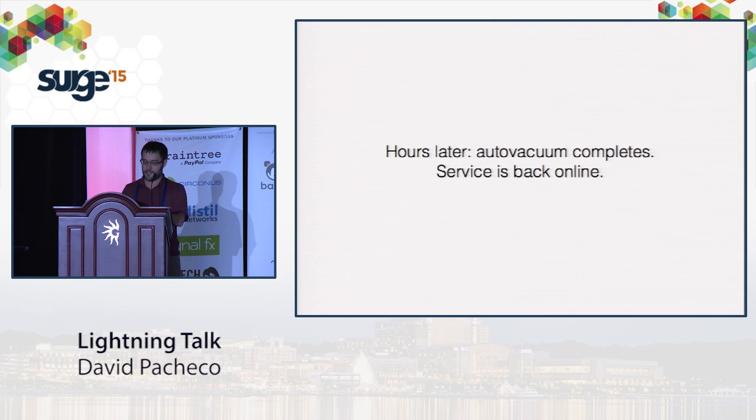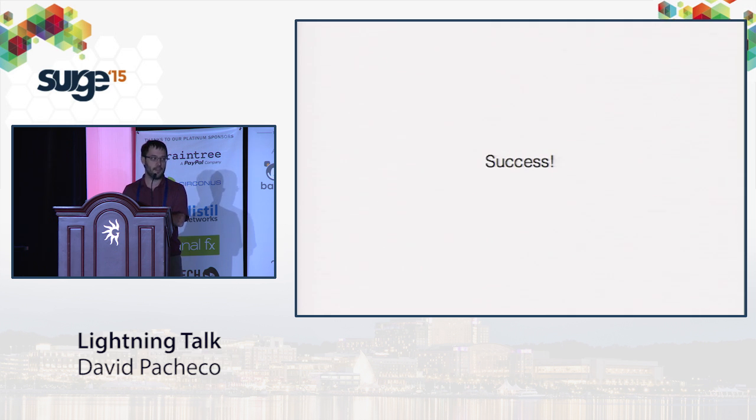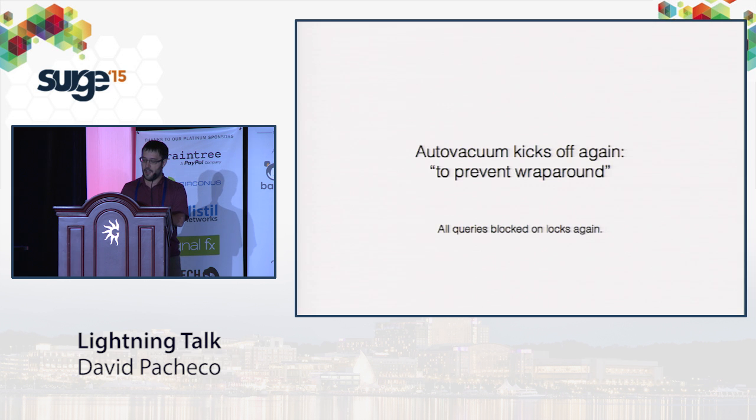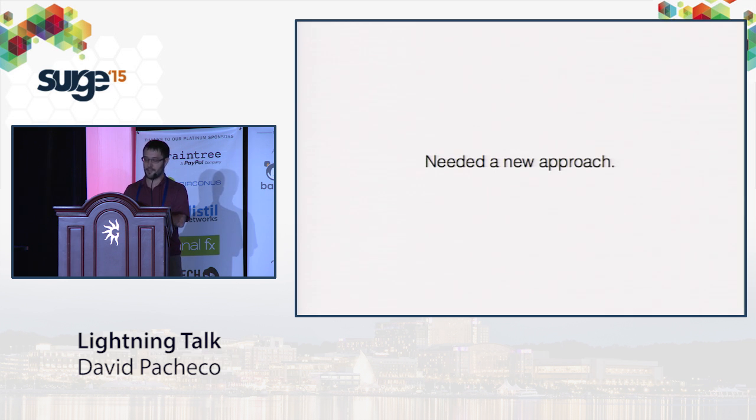So we're doing the prefetching for a couple of hours. The auto vacuum completes. The service comes back online. Everything is great for about 10 minutes. The auto vacuum kicks off again to prevent wraparound, and it's exactly the same state, exactly the same table. At this point, we're thinking we need a new approach here because this is not converging at all.